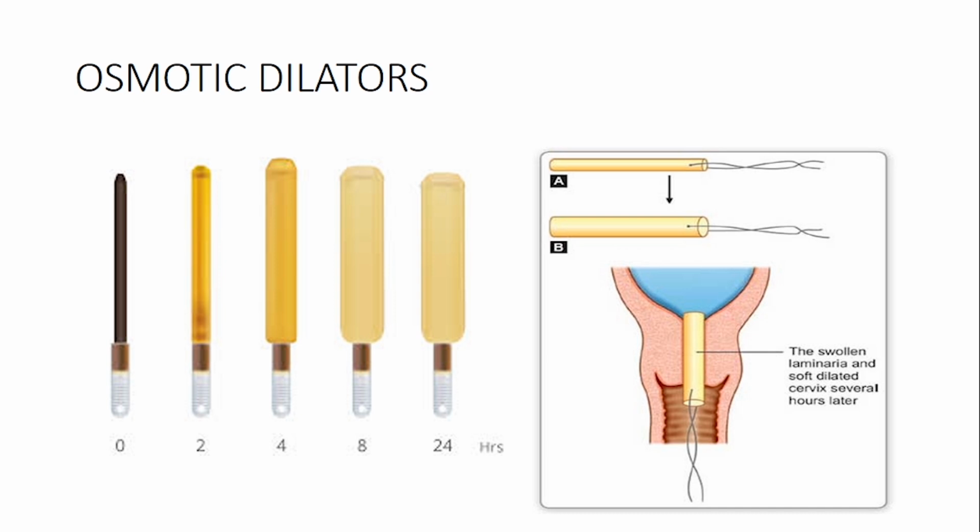These are examples of osmotic dilators, and they come in different sizes. You can see the position where it is put in the cervix. When it swells up, it softens the dilated cervix several hours later. These osmotic dilators can be put in overnight. If the induction is to be carried out in the morning at about 5 to 6 a.m., the osmotic dilators can be inserted about 10 or 12 hours previously, or even 24 hours before. And you can see how the osmotic dilators swell up and dilate the cervix.